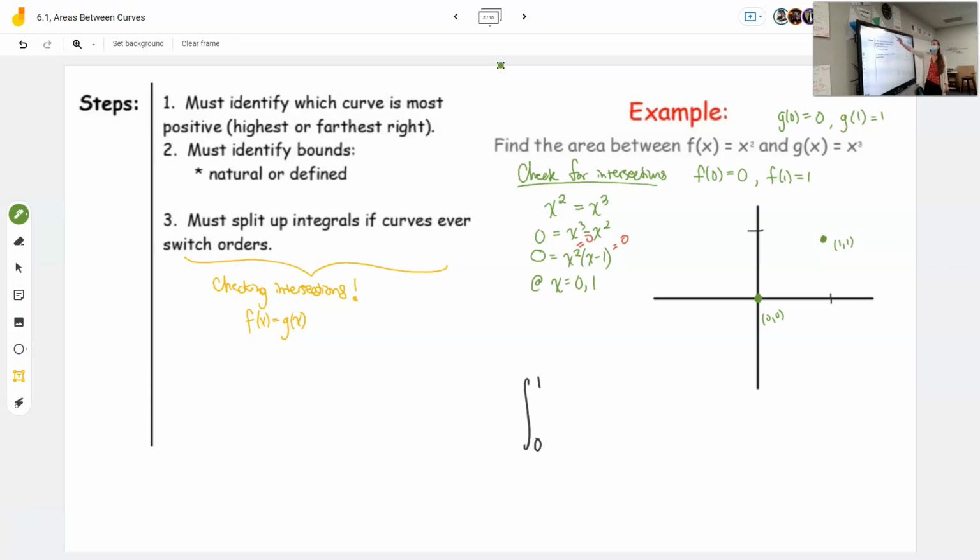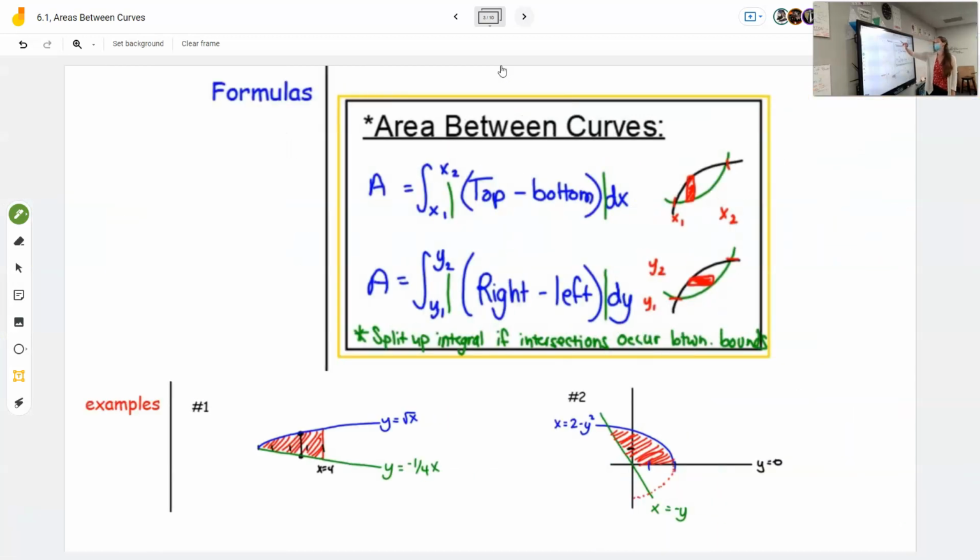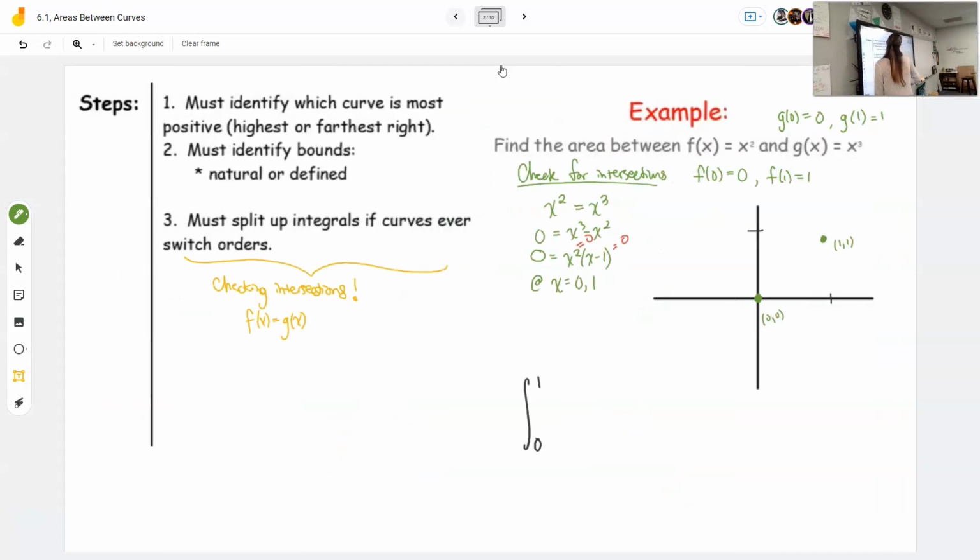But hold on, what's my dilemma now? I need to know the bigger one versus the smaller one, so I subtract it in the right order, right? Or if you look forward at your forever card, I want the top minus the bottom or the right minus the left. No, that's when I'm doing y's. Everything's in terms of x, so I'm not doing y's this time, I'm doing dx.